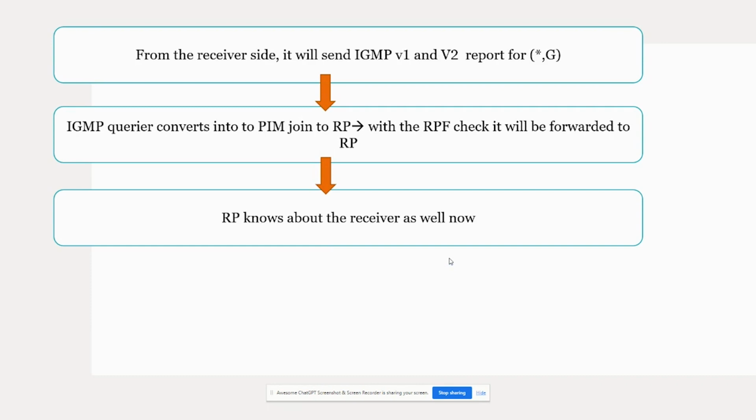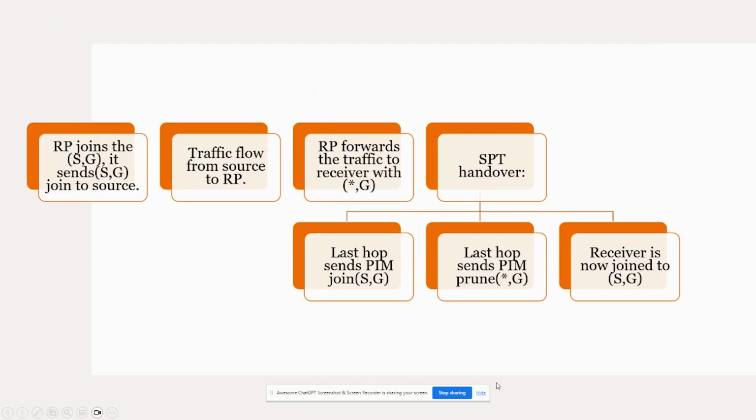So basically, it will send an IGMP version 1 or maybe version 2 report packet with a star comma G entry towards the RP. So possibly IGMP, then the IGMP querier converts it into a PIM join and sends it towards the RP. Before sending, definitely a reverse path check will be done, and once it is passed, the join message will be sent towards the RP. Now the RP is aware of the receiver as well.